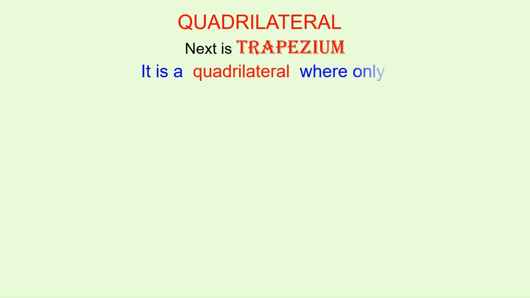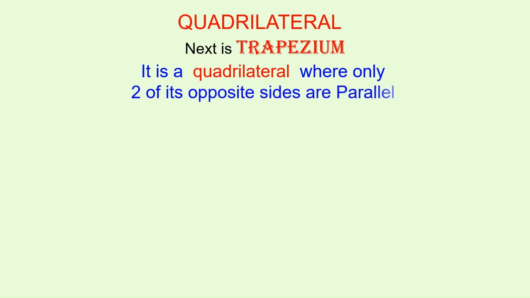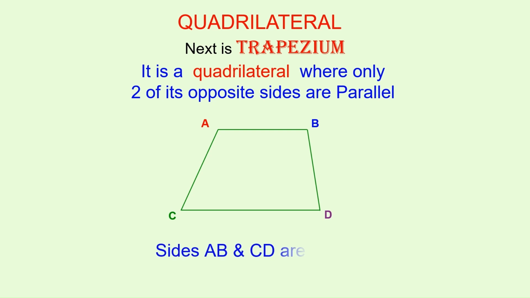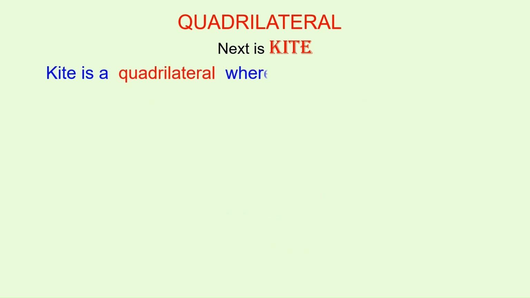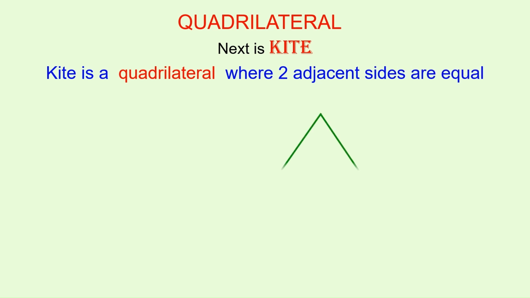Next is trapezium. It is a quadrilateral where only two of its opposite sides are parallel. Next we learn is kite. It is a quadrilateral where two adjacent sides are equal.